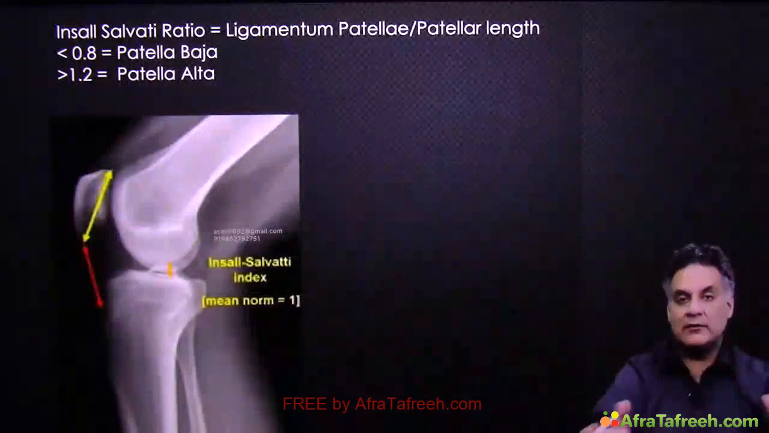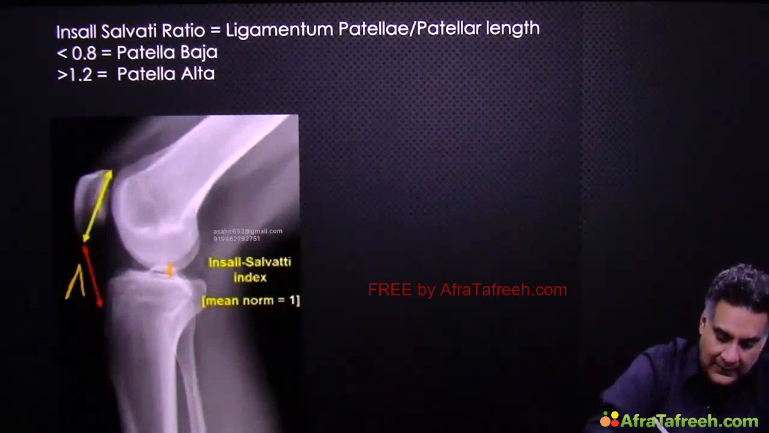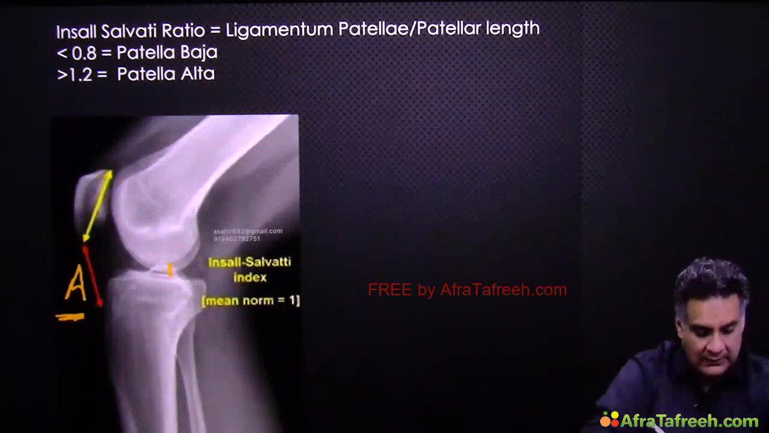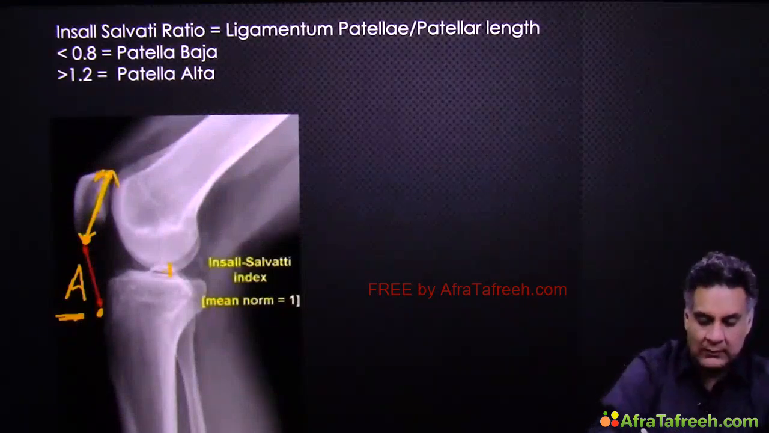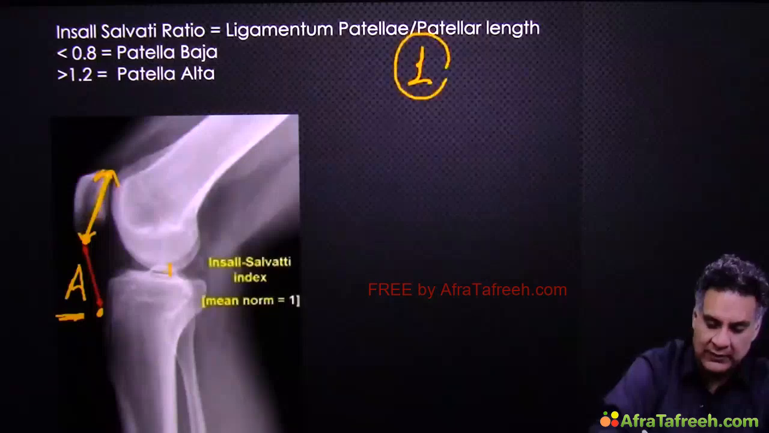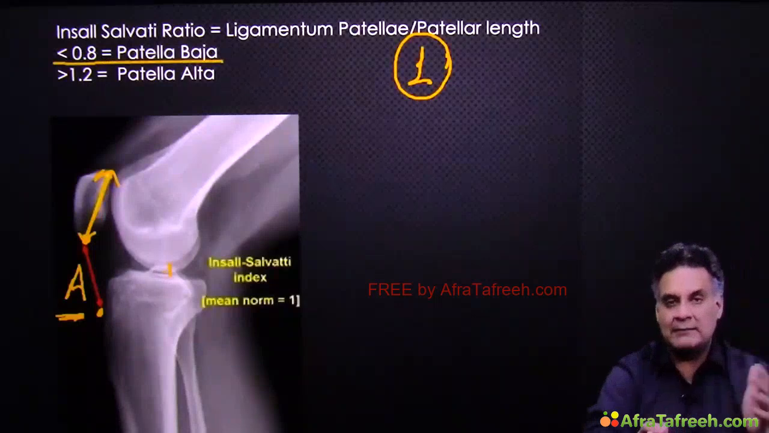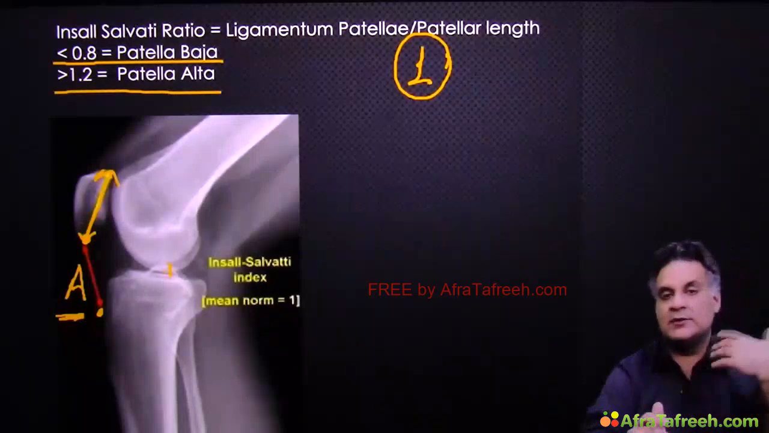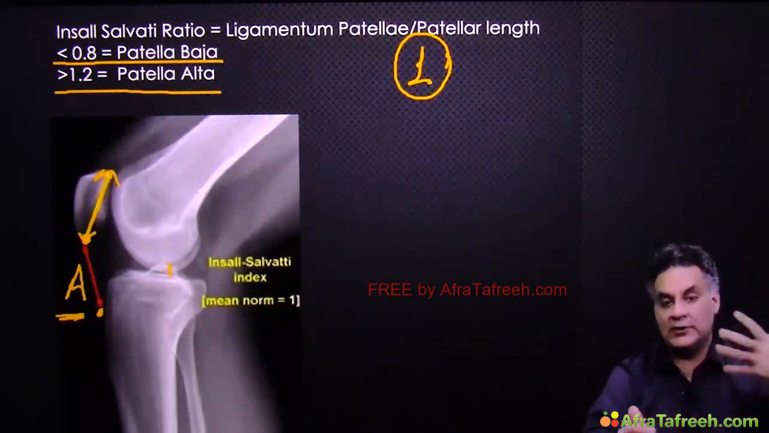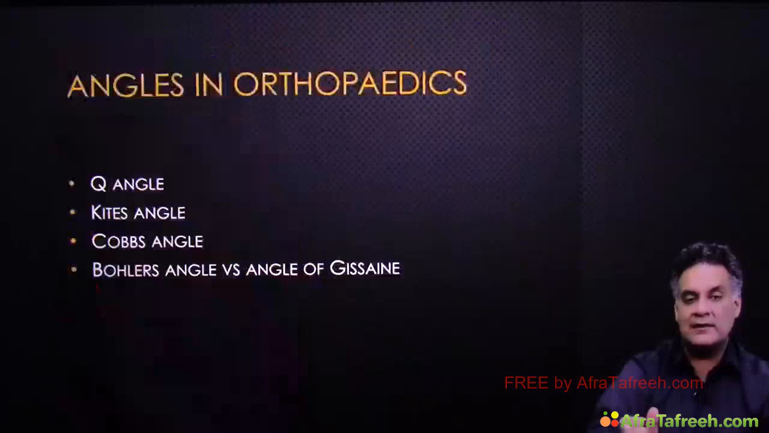Then the Insall-Salvati ratio. It is a ratio between the ligamentum patellae, labeled as A here, meaning the lower pole of the patella to the tibial tuberosity, and the maximum length of the patella. Normally it's 1:1, so the ratio is 1. If the ratio is less than 0.8, the patella is low-lying, patella baja. And when the ratio is more than 1.2, it's patella alta, high altitude. In either case, you have more chance of patellar subluxation or dislocation.